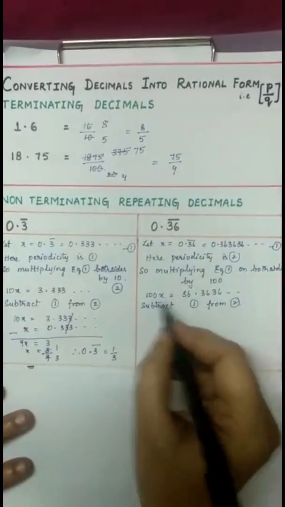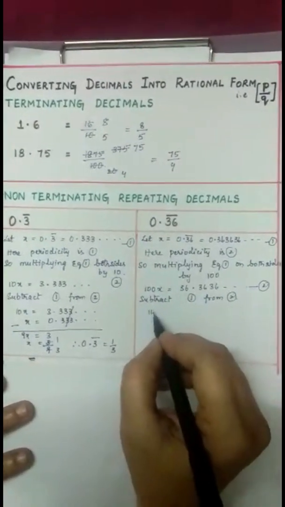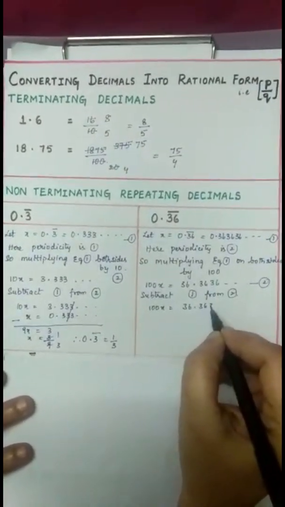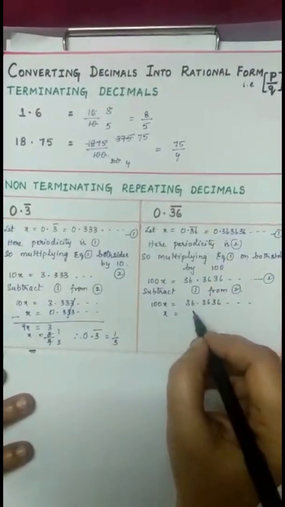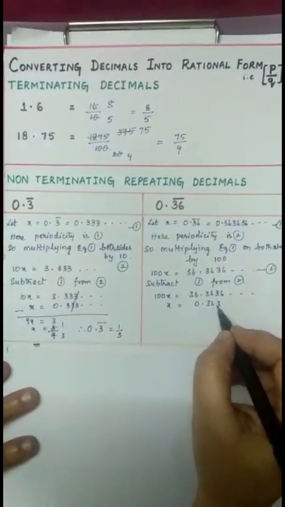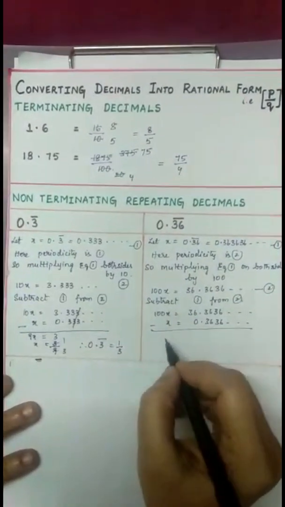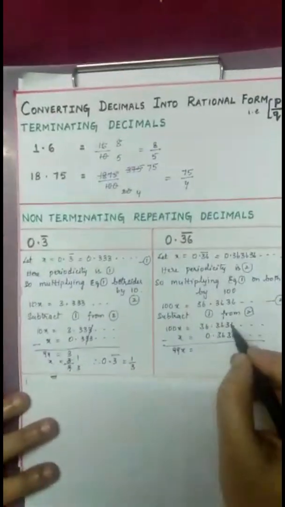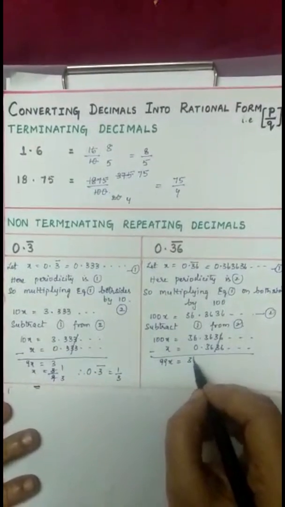Now what is your second equation? This is your second equation: 100x is equal to 36.3636 and so on. x is equal to 0.3636 and so on. Let us subtract here. 100x minus 1x is 99x. Here the recurring part is cancelled. So 36 minus 0 is 36.